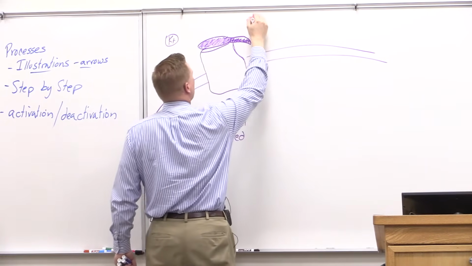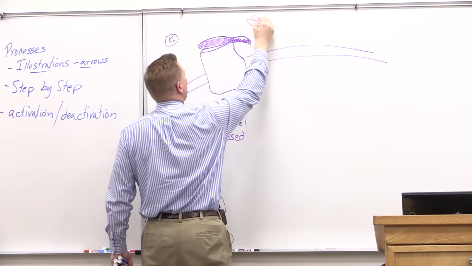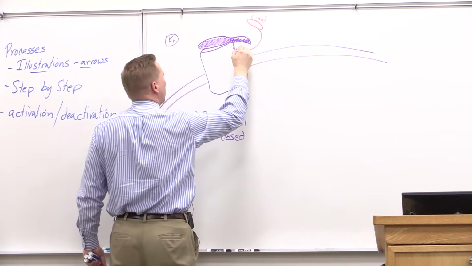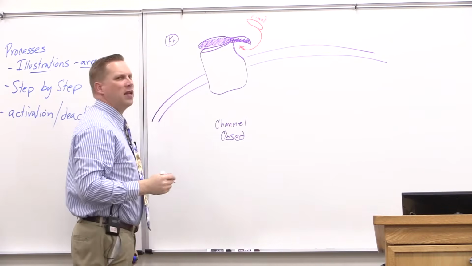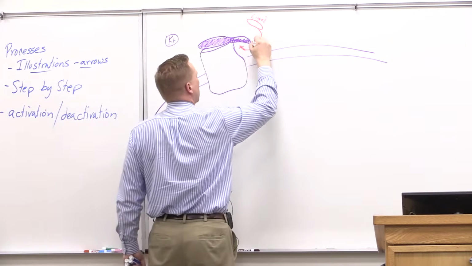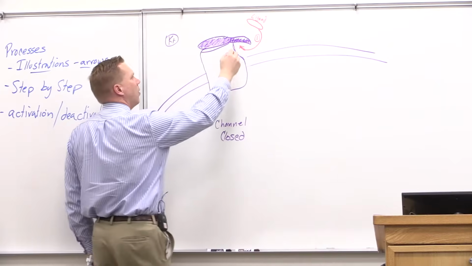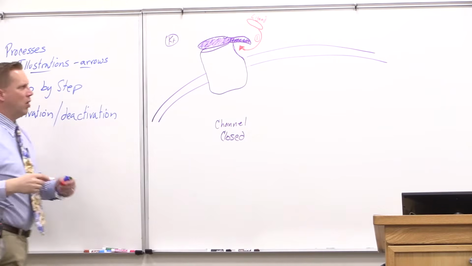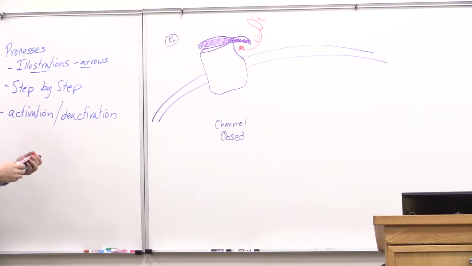is we're going to have some kind of ligand. And that ligand is going to enter into this ligand binding site. So that's going to be step 1. We'll put a number 1 right there by that arrow. And so the first thing that happens is that the ligand is going to enter the ligand binding site.